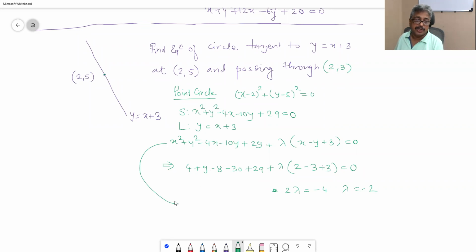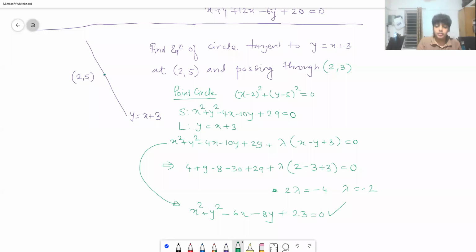2 lambda is equal to minus 4, lambda is equal to minus 2. Therefore, the equation of the circle passing through 2 comma 3 is x squared plus y squared, with lambda equal to minus 2, so minus 2x minus 4x gives minus 6x, minus y plus 2y, minus 10y plus 8y, and 29 minus 6. Is this the same? I hope. Yes.